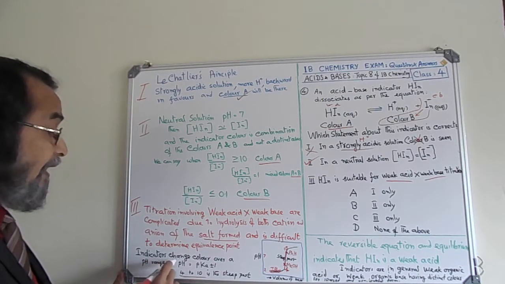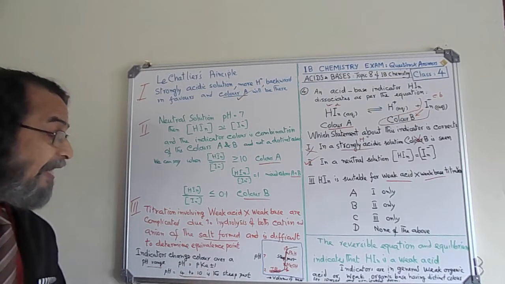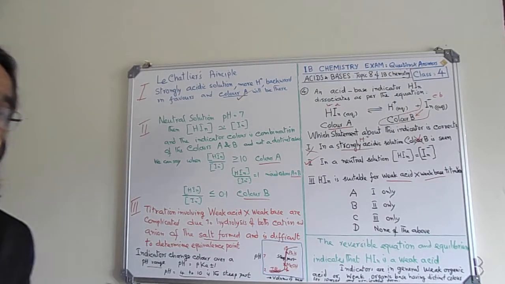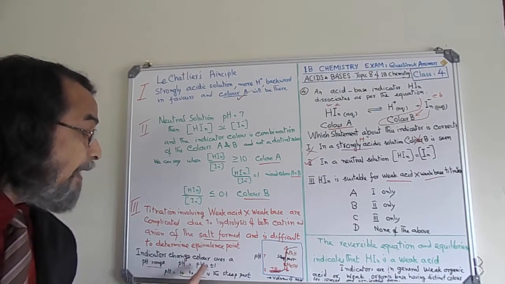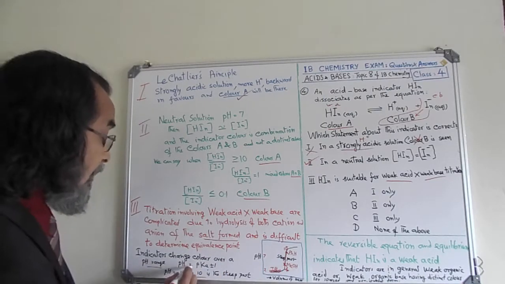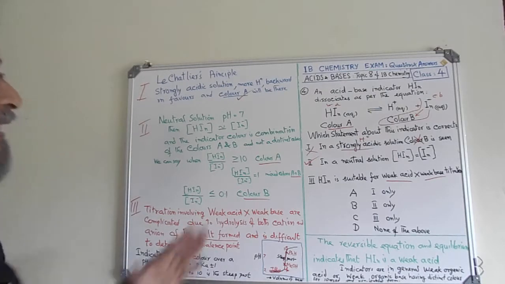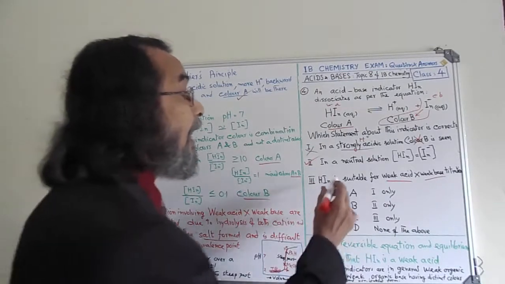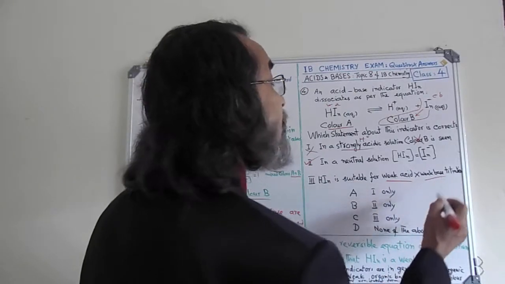So, an indicator changes color over a pH range, pH equals pKa plus or minus 1. You know already what is Ka. Ka is the acid ionization constant. So, pKa is minus log Ka, and the range is pKa plus or minus 1. Only if the color change is between pH 4 and 10 will the indicator work as a good indicator, and it is seen that HIn is not suitable for weak acid weak base titration.